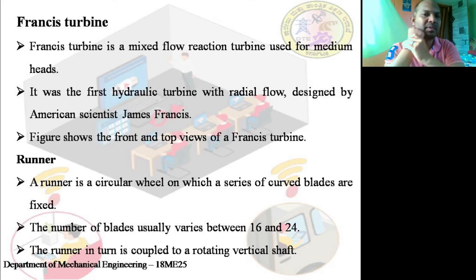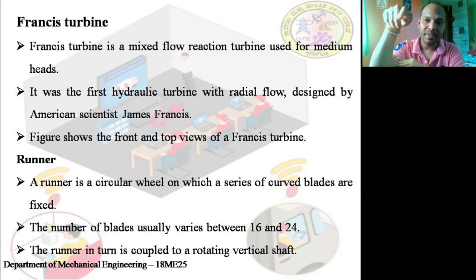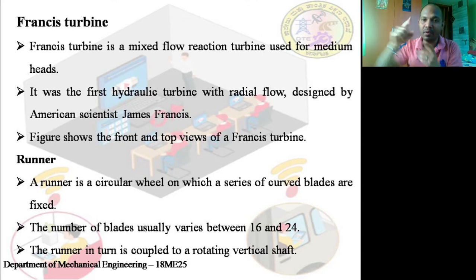Now what happens in this reaction turbine, the Francis turbine? This Francis turbine is a mixed flow turbine. That means it enters the casing of the turbine radially and leaves axially. Are you getting my point? It enters radially and leaves axially. So this is called a radial flow, and it leaves axially.